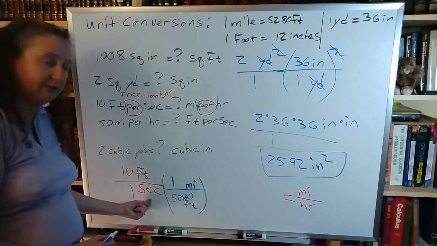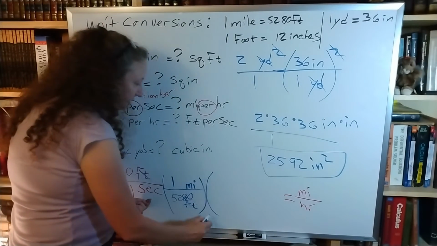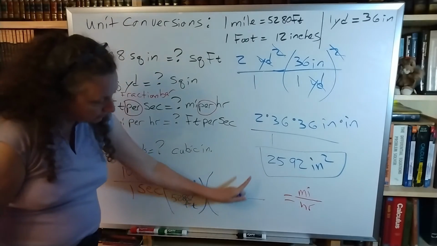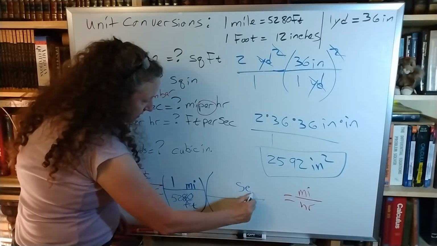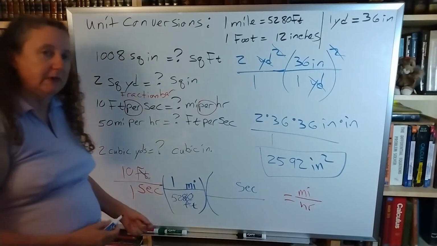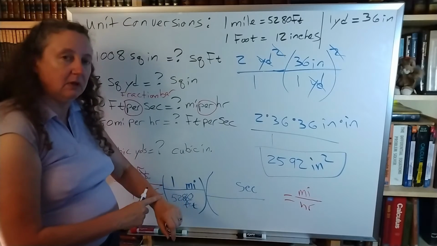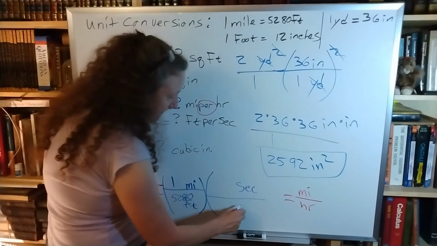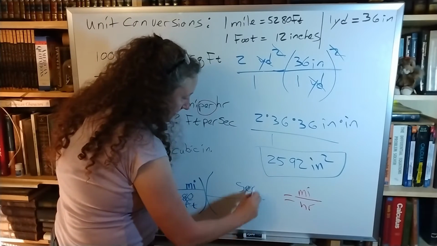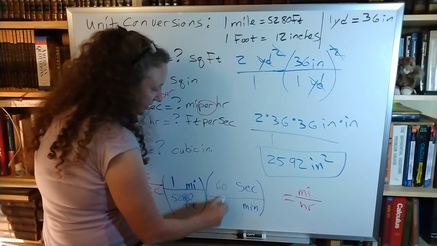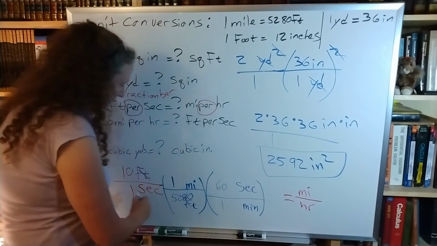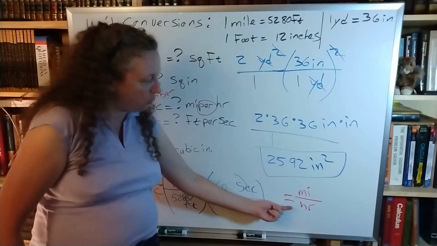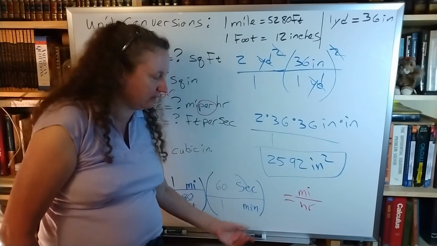I'm not there yet because I still have seconds. So I need to get rid of the seconds somehow. It's on the bottom of the fraction, so to cancel it out, I need to put it up on the top. If you think about it, think about a clock. You have 60 seconds in a minute. So I know how to go from seconds to minutes. I know that I have 60 seconds is 1 minute. Okay, so seconds is canceled out. But I have minutes. I want to have hours, so I'm not there yet.